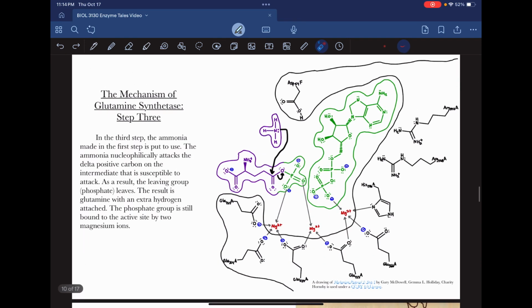The mechanism of glutamine synthetase, Step 3. In the third step, the monomer made in the first step is put to use. The ammonia nucleophilically attacks the delta-positive carbon on the intermediate that is susceptible to attack. As a result, the leaving group, phosphate, leaves. The result is glutamine with an extra hydrogen attached. The phosphate group is still bound to the active site by 2 magnesium ions.